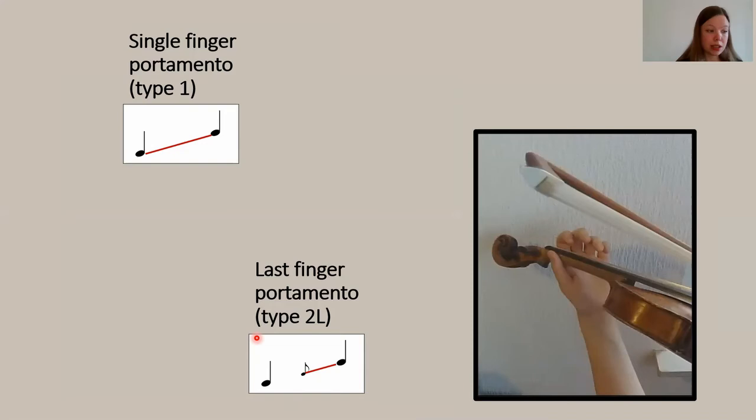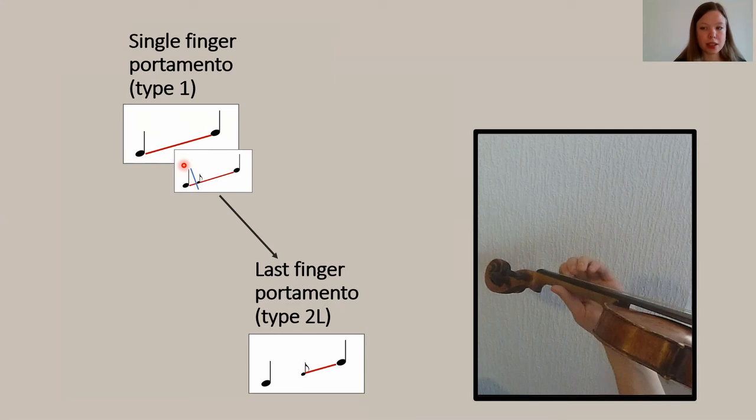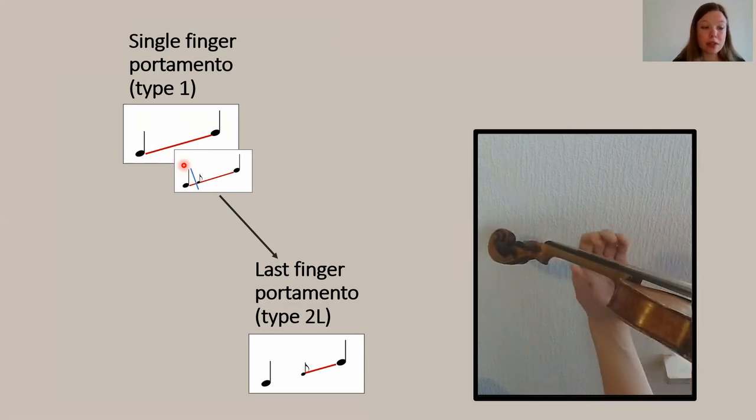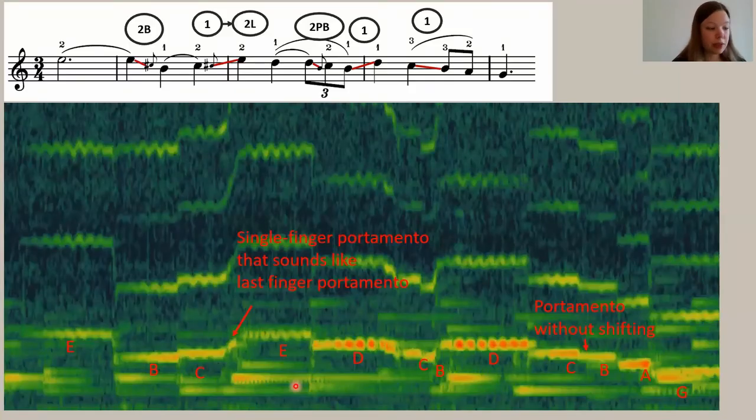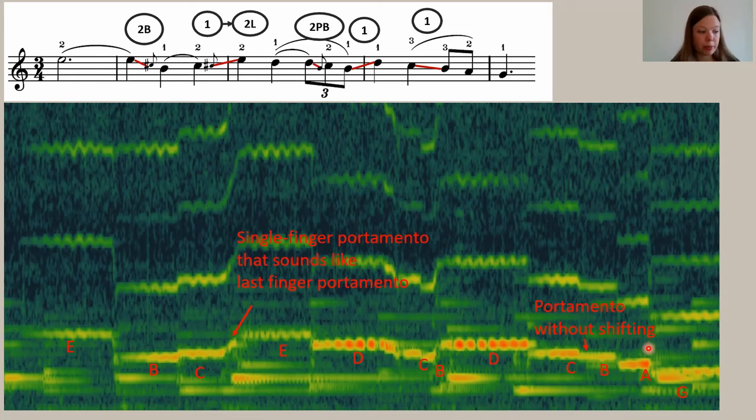And this is because in other 6 cases, these portamentos are played with single finger, but the bow changes in the beginning of the slide, like this, which sounds like the El Portamento. Here is this kind of portamento in the context of the very first phrase of the piece. In this passage, there is also a nice example of another special case, the portamento without shifting between the positions.